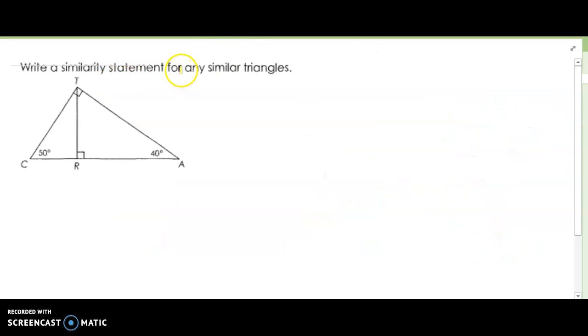Alright, so let's look at the middle example of this page. It says write a similarity statement for any similar triangles. If I highlight this triangle on the left, well, if this is 90, guys, this also has to be 90. And if this is 50, 50 plus 90 plus 40 is equal to 180. Now I'm going to take a look at this triangle over here. I have a 90, I have a 40, and if I subtract those from 180, this would have to be 50.